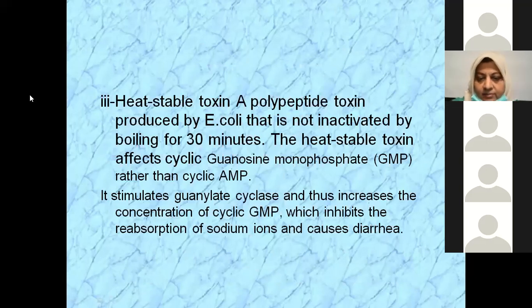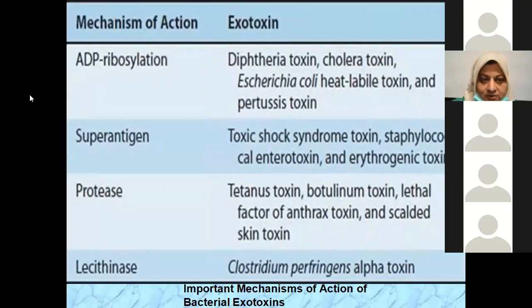There is also a heat stable toxin A, and this is produced by the same Escherichia coli. It is not inactivated by boiling, and it stimulates guanylate cyclase and increases the concentration of cyclic GMP, and it causes diarrhea. So you see how many types of reactions these exotoxins cause.